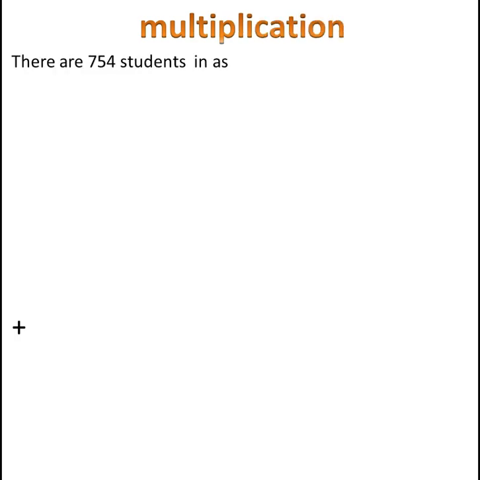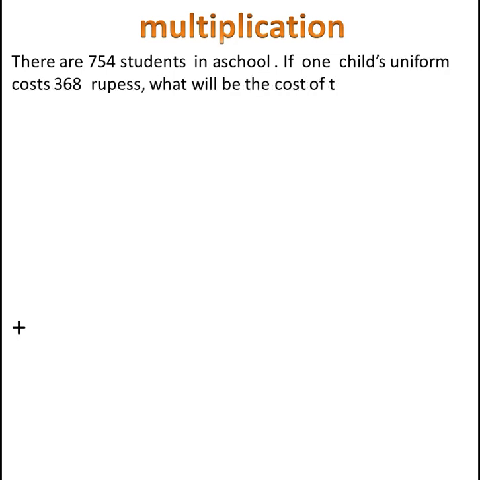Today we are learning 5th standard maths chapter number 4, multiplication. Multiplying a given number by a 3-digit number. Today we are learning the multiplication by a 3-digit number. So we saw an example.